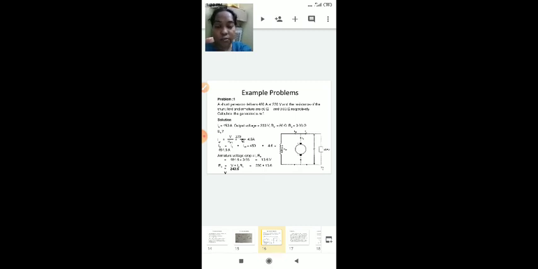This is a very simple problem, but every time it routinely comes in our question paper also. We will see some more example problems and do some example problems from the solved problems available in your textbooks also. So many problems are there.